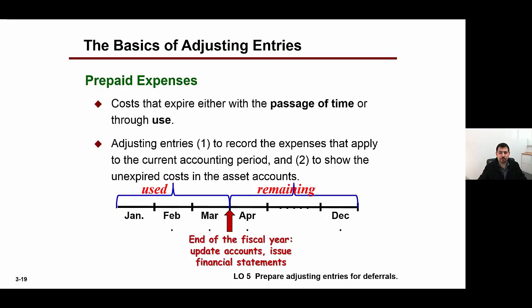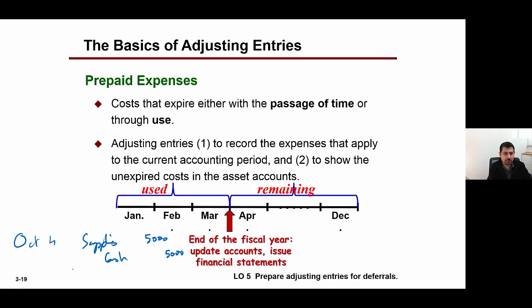Let's say that we buy an amount of $5,000 worth of supplies. For the original entry, let's say that we bought them with cash. So on October 4th, we debited supplies 5,000, and we credited cash 5,000. This is the original entry, and the trial balance will show at the end that supplies is 5,000.